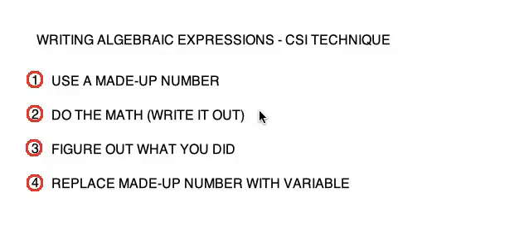Here we are looking at some more examples of how to use the CSI technique, we'll call it the CSI technique, to figure out how to write algebraic expressions. We call it the CSI technique again because you are going to do the math, you're going to trick your brain into telling you how to do a question, and then you're going to switch it back out into algebra after you figured out by working backwards what it is that you actually did.